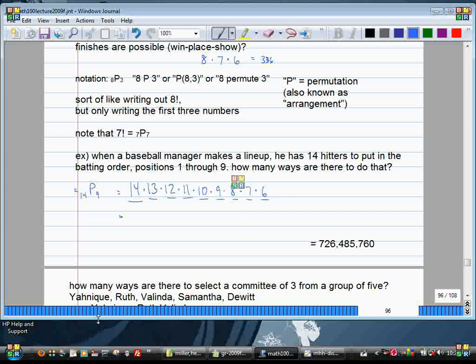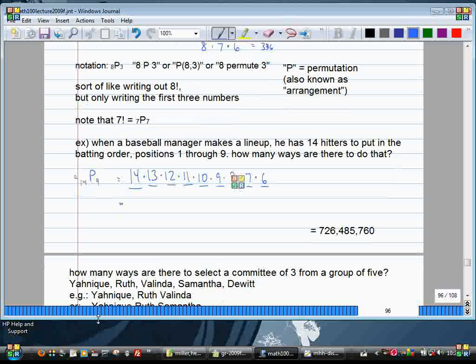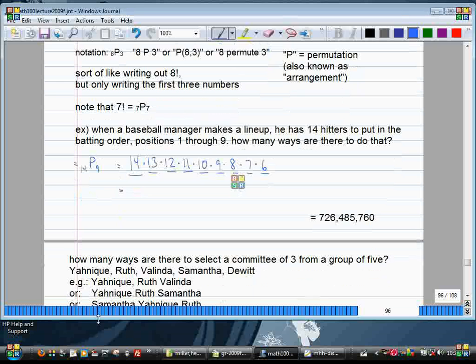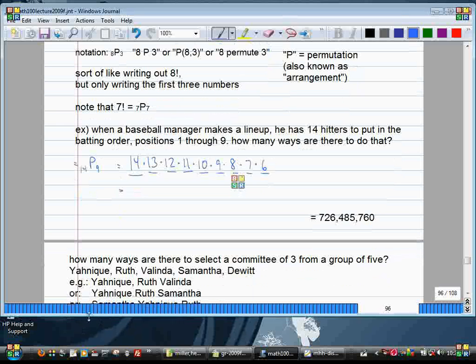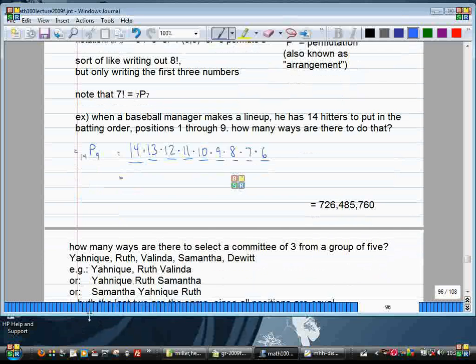So, if we were to do this naively, we would think that the answer is just 5 times 4 times 3, which is 5P3. And if you hadn't seen this topic before, that's what you would have said. Now, what's the problem? Well, let me give you some examples of some committees that we could pick. We could pick Yannick and Ruth and Valinda. That's one possibility. We could pick Yannick and Ruth and Samantha. That's another possibility. Or we could pick Samantha, Yannick, and Ruth.